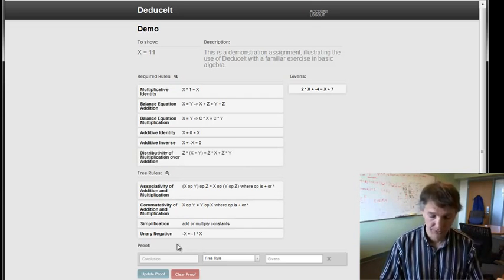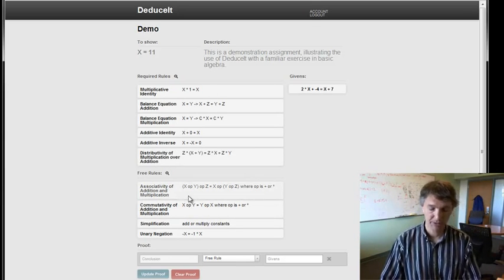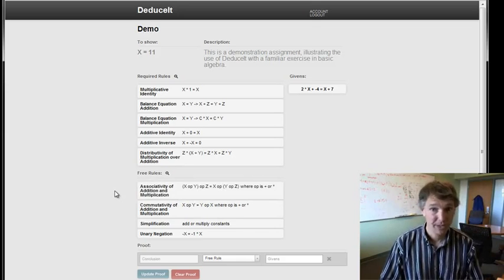And then there are some rules that are considered free. These are the rules we don't have to show. So for example, we don't have to show all the steps involving associativity of addition and multiplication. Presumably our instructor has decided we already understand that, and we're allowed to skip over those steps, and the system will try to fill them in. So these rules down here, we can show them if we like, but they're not required. We're allowed to skip these steps.